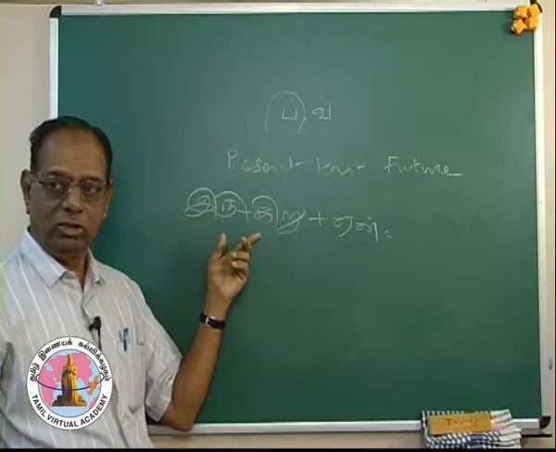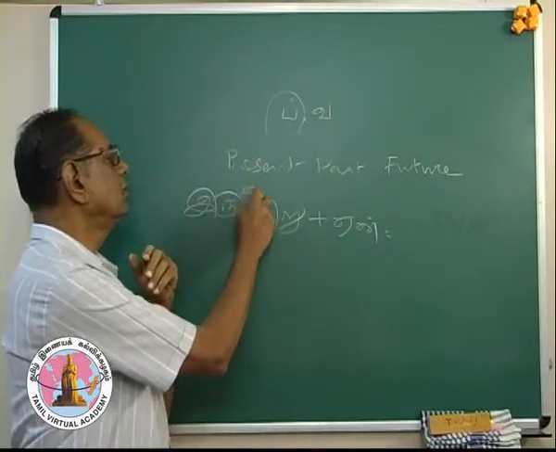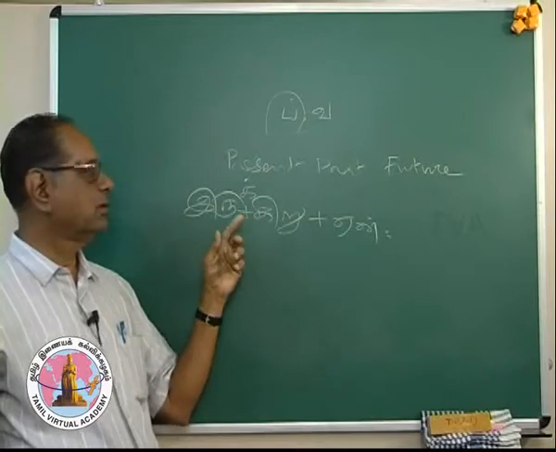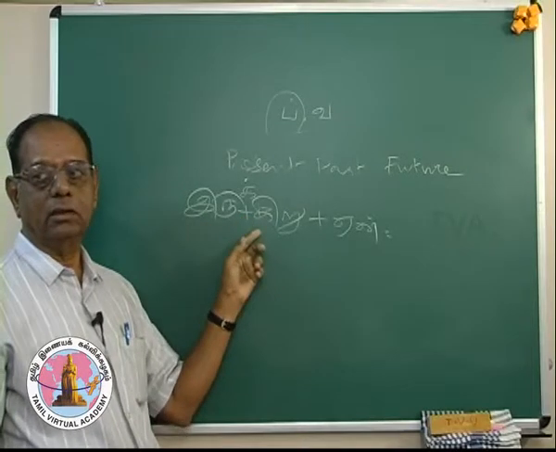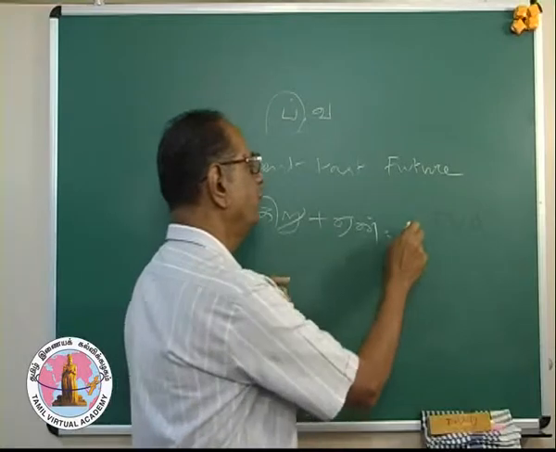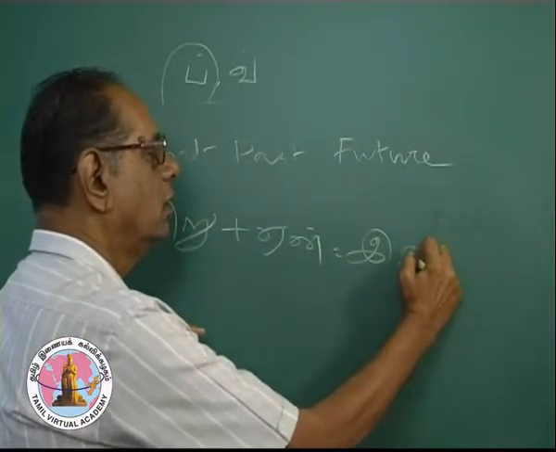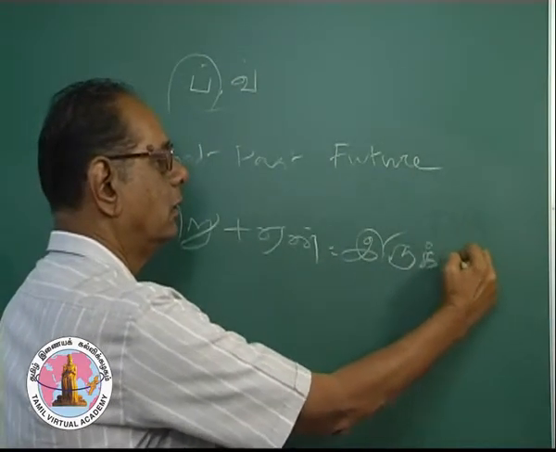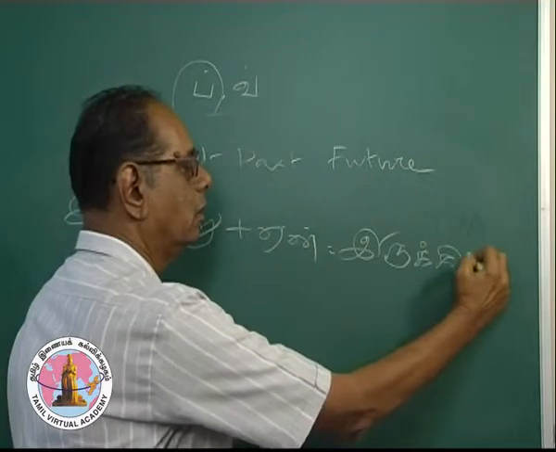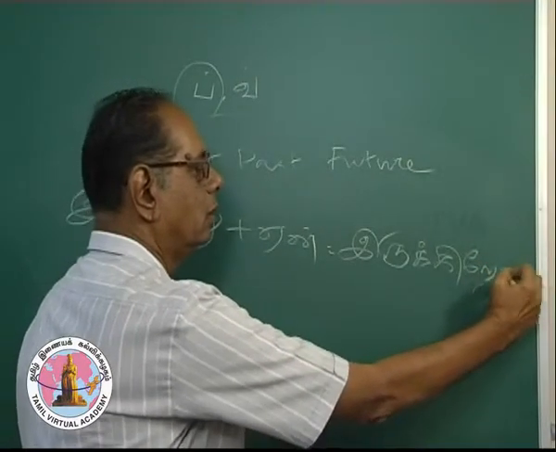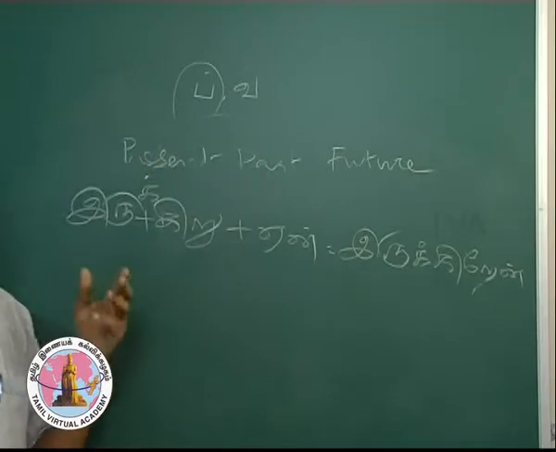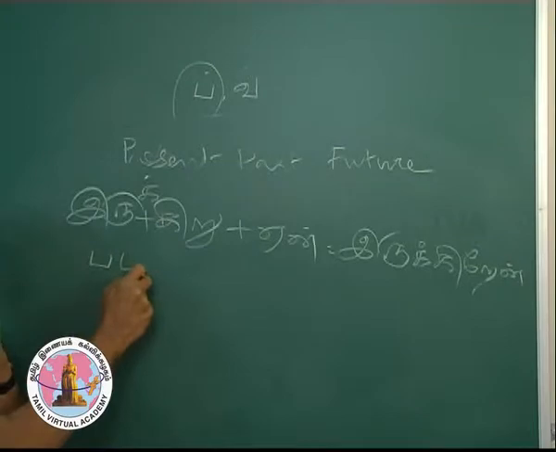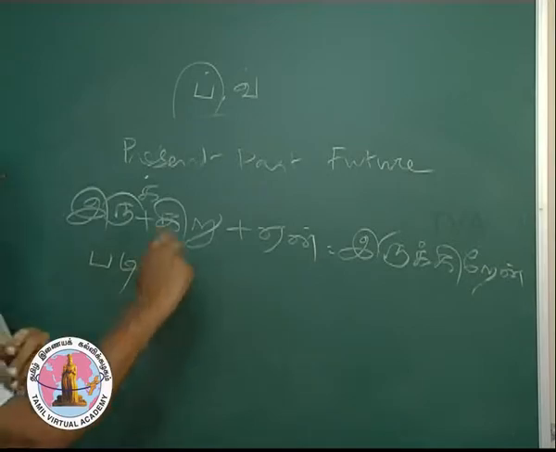What is the change that takes place here? This ka gets doubled. So it becomes Irukkiren. One more example of this type. Padi, to read. Padikkiren.